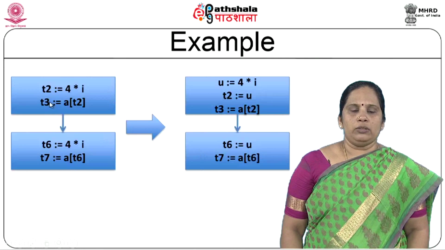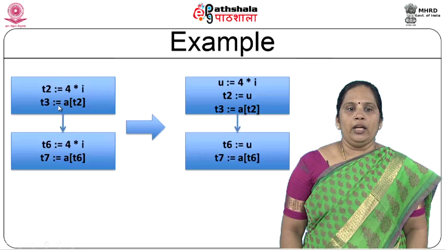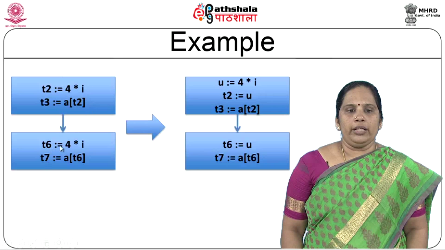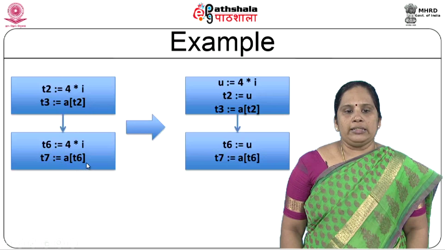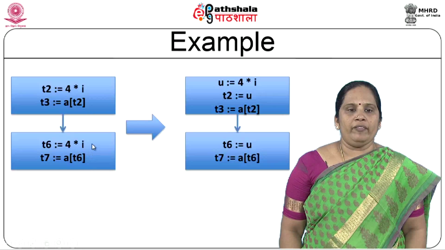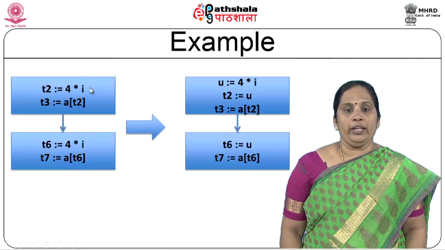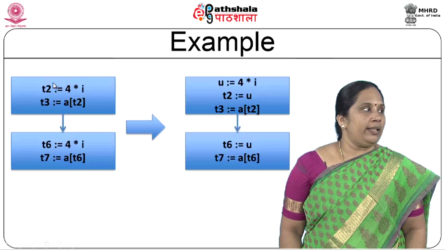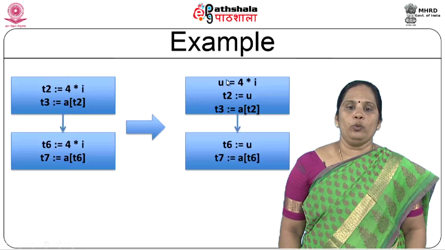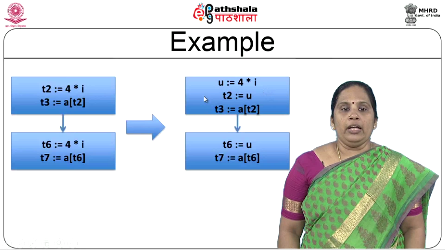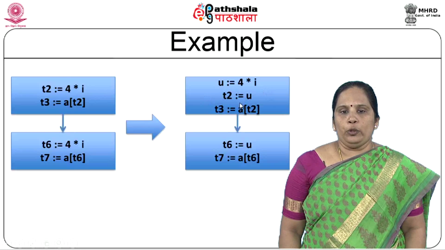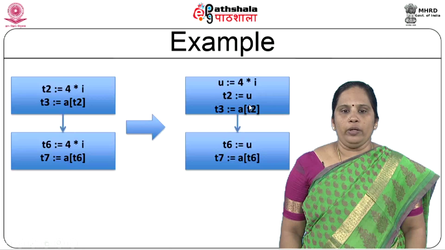This is what we have just said: T2 is equal to 4 into I, T3 is equal to A of T2, T6 is equal to 4 into I, T7 is equal to A of T6. Now, what did we say? Scan through the list until I get the common sub-expression 4 into I. So, compute that and use it as a temporary variable u. So, I have here u is equal to 4 into I, and then I say T2 is equal to u and T3 is equal to A of T2.